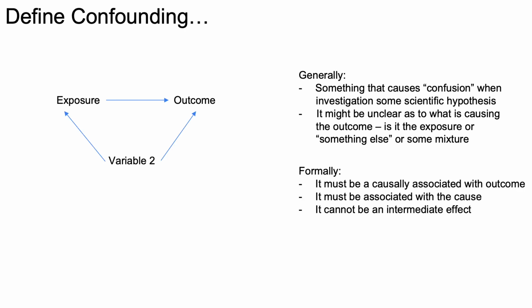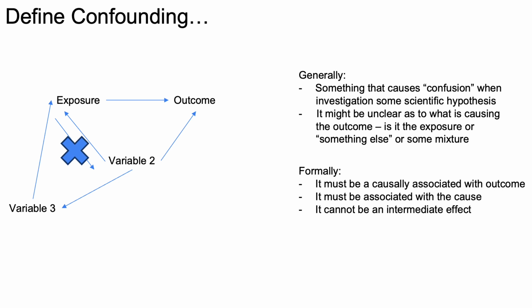More formally, it is a third variable, different from the exposure and the outcome, which must be causally associated with the outcome, it must be causally associated with the exposure, and it cannot be an intermediate effect, meaning the exposure cannot cause the confounder, in this case variable 2. It is also worth noting that there can be other pathways that can be confounding pathways, and there can be more confounders. Such diagrams are called DAGs, which is directed acyclic graphs.